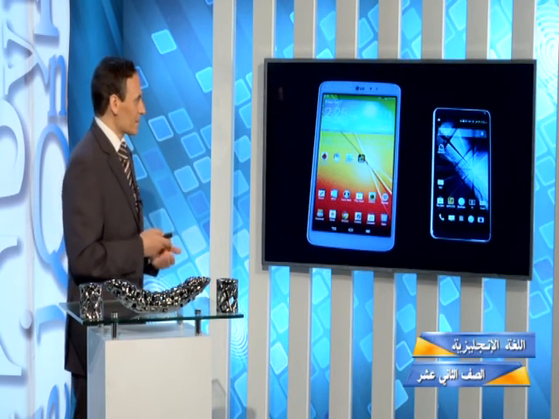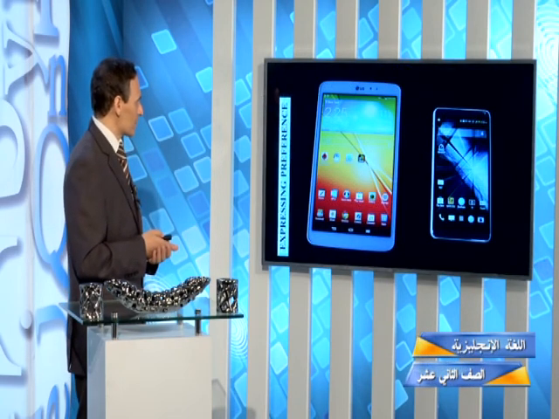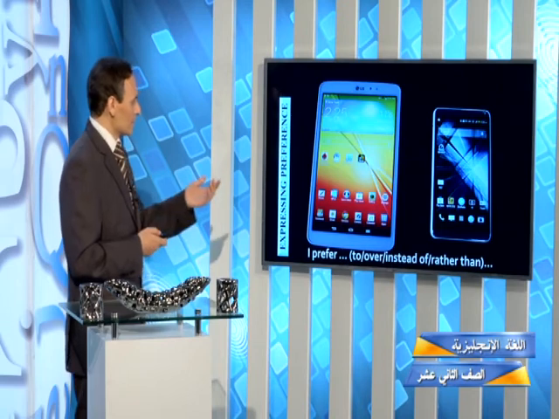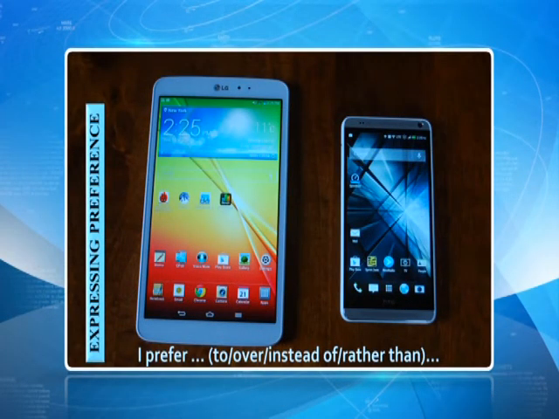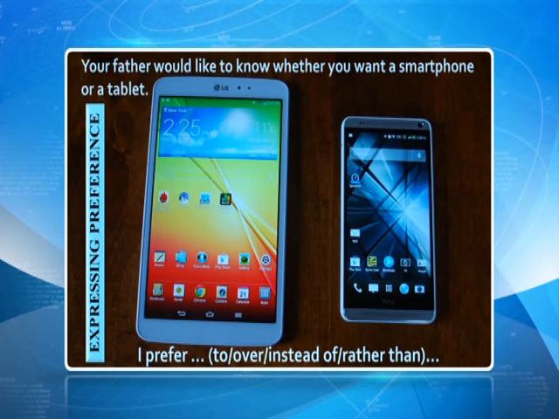Another exercise for you to practice expressing preference is have a look at the picture and use "I prefer this to" or "over" or "instead of" or "rather than" something else. Here is the situation. Your father would like to know whether you want a smartphone or a tablet. Okay? So make a choice. What do you prefer? I'll give you a few seconds to think.